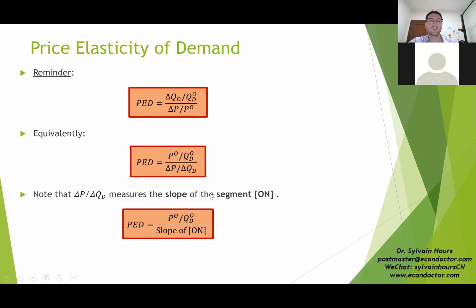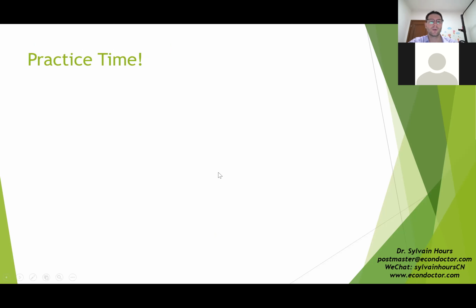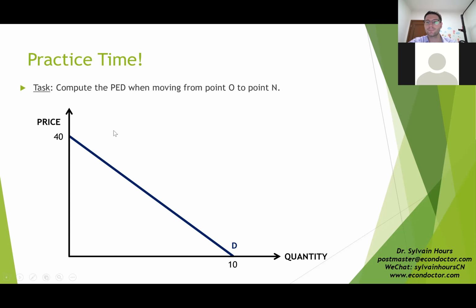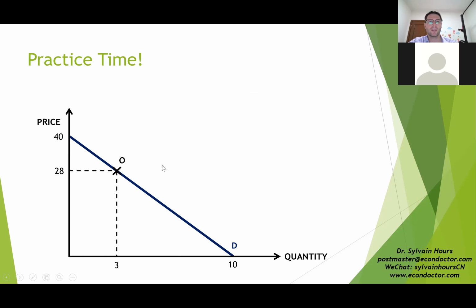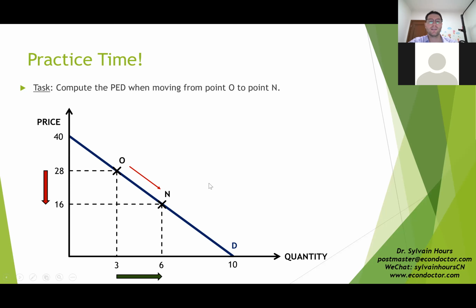I've just rearranged the terms, and I see that here the denominator is just the slope of the demand curve. So for example, if you have this demand curve, and I tell you, okay, I want you to calculate the elasticity when going from O to N, I see that the slope is -4, okay, 40, 10, so the slope is -4. So I just have to take the old price, 28, divided by the old quantity, 3, divided by the slope, boom, and I have my elasticity. So you see, it's pretty quick.